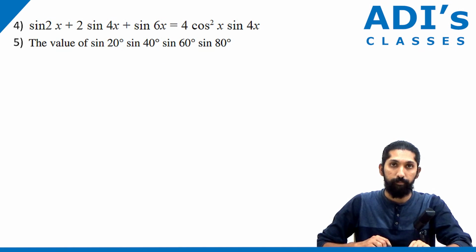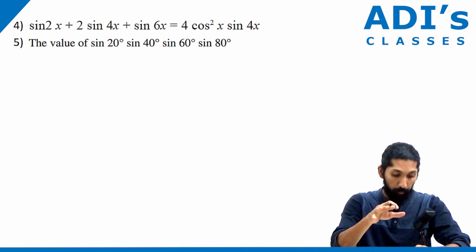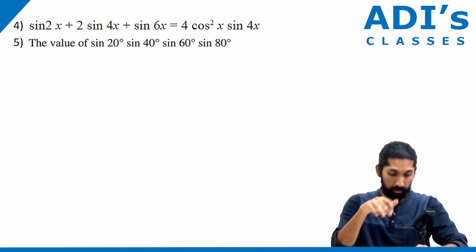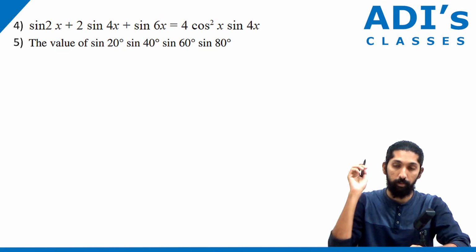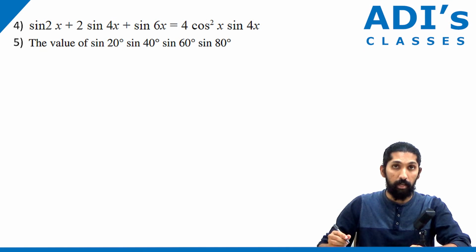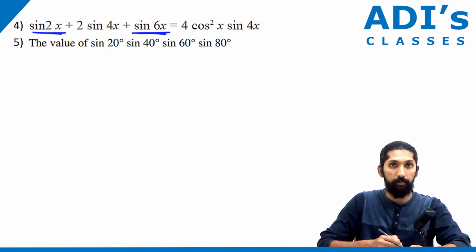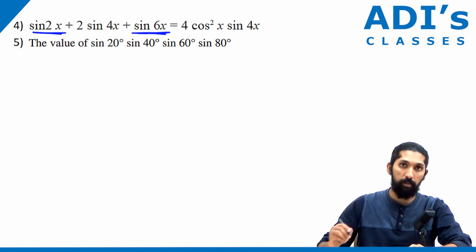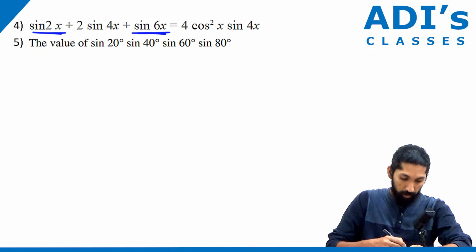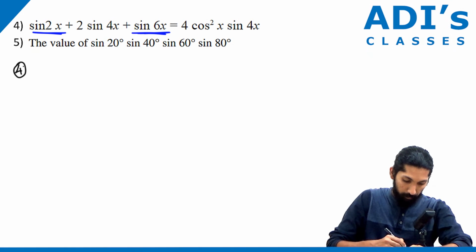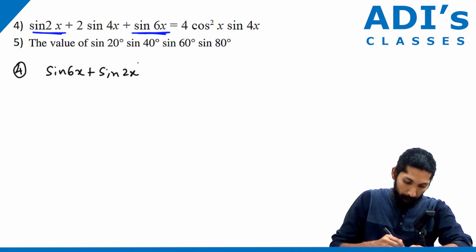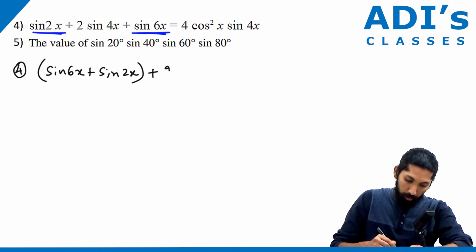See the fourth one. Here sine 2x plus 2 sine 4x plus sine 6x is equal to something you need to prove. Again, what did I tell in the last part? Always start by taking the first one and the last one, correct? Here also we'll do the same thing. Now here for the fourth one, take sine 6x plus sine 2x plus 2 sine 4x. Keep this aside.